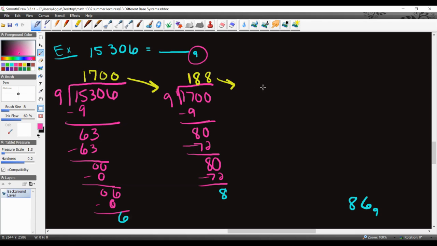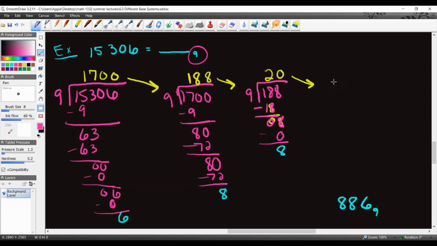So now I have 188 divided by 9. 9 goes into 18 twice, exactly. 2 times 9 is 18. Oh, I'm messing up all my colors here. So that was 18. Bring down the 8. 9 goes into 8 0 times. 0 times 9 is 0. So that means we have a remainder of 8 for this one. So there's my other 8. Okay, we're not at 0 yet, so we've got to keep going.